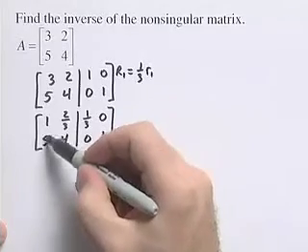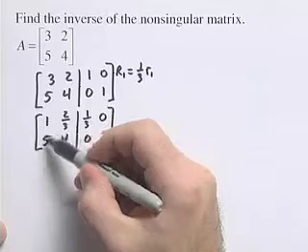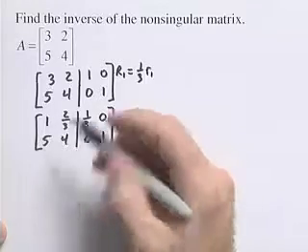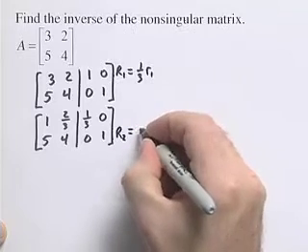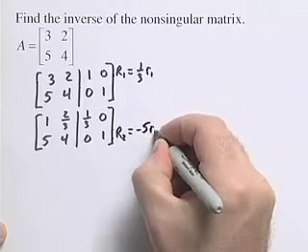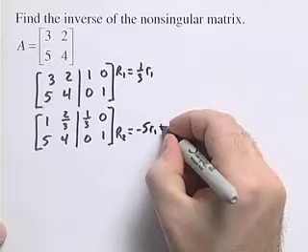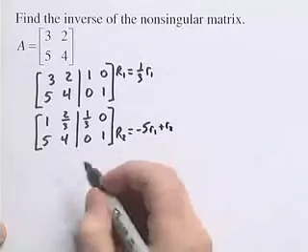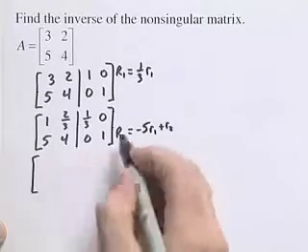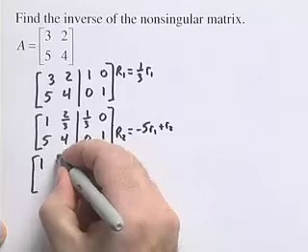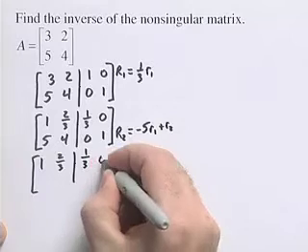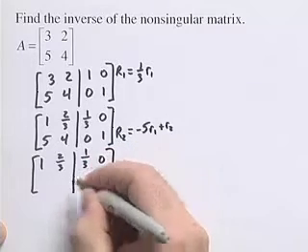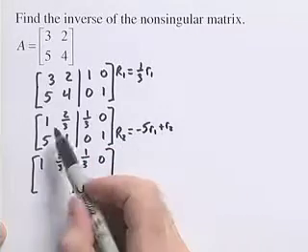Next, we want to get a 0 in the second row, first column entry. To do that, our new row 2 will equal -5 times our first row added to our second row. We're not changing our first row, so we're going to rewrite that: 1, 2/3, 1/3, 0. And now we need to perform this operation.